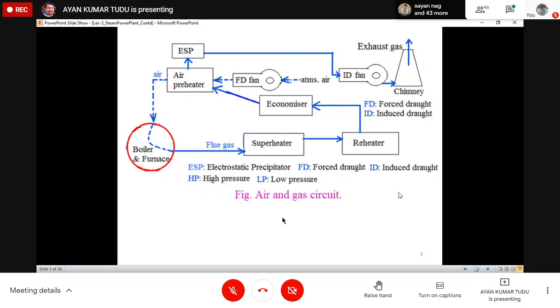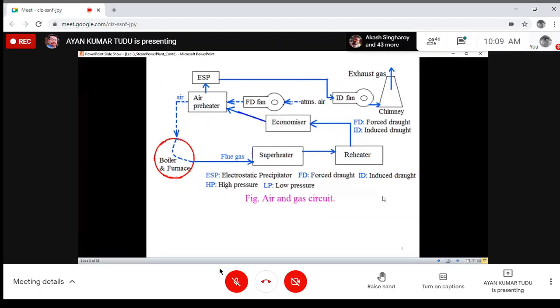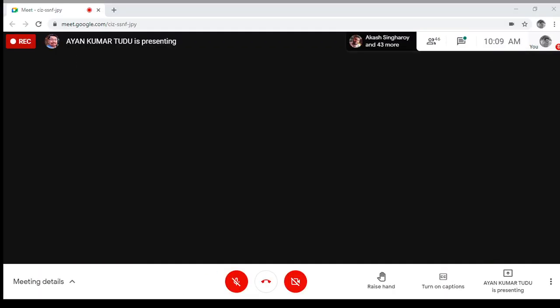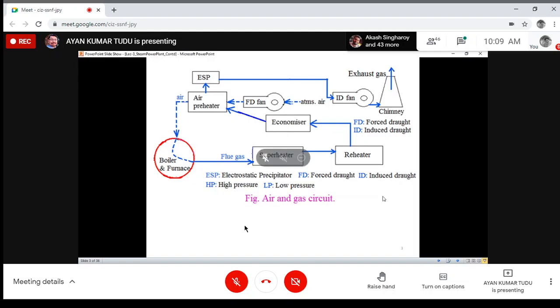Now the question comes: why are we saying that this FD fan is passing the flue gas through these surfaces? Because what we are trying to do is extract as much heat as possible from the flue gas that is coming out from the boiler.